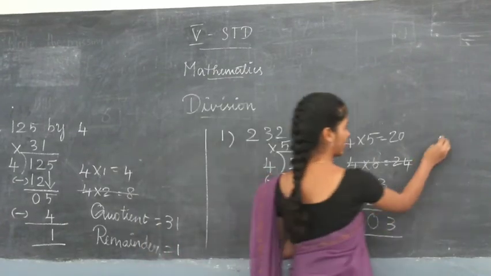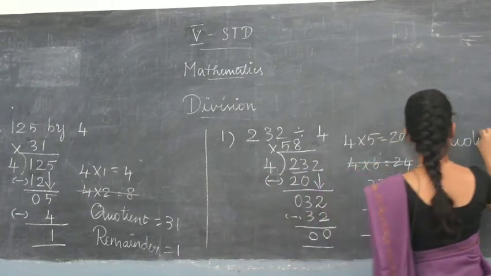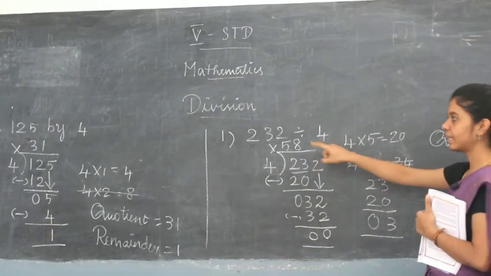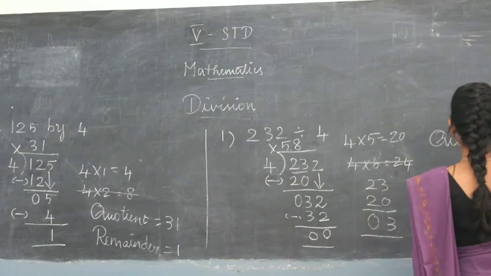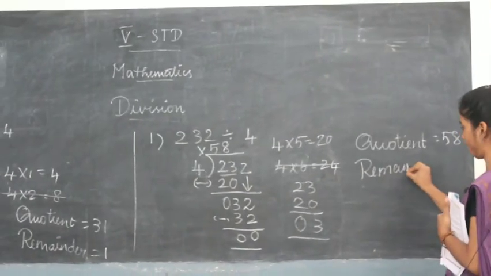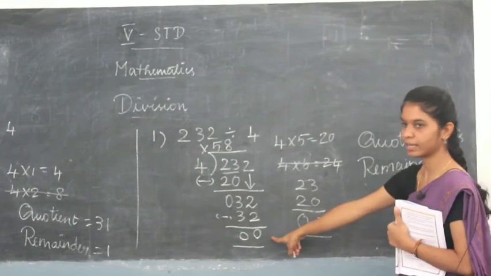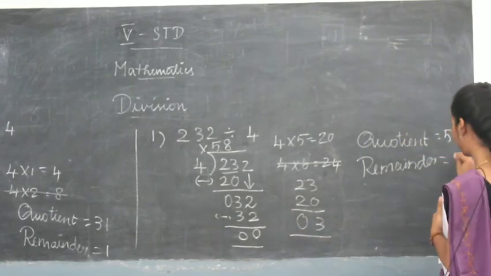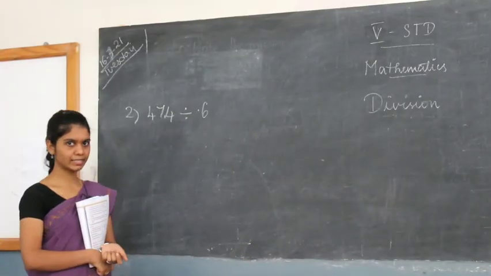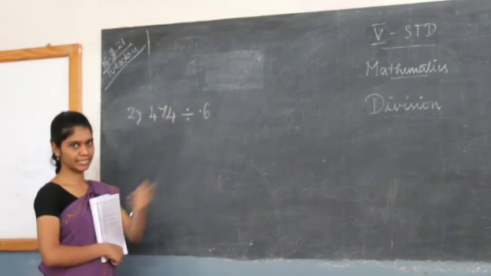Now you can write quotient is equal to what you got as the quotient on the top, 58. So you will write 58 and then remainder, you will write what is here in the remainder? 0. So you will write 0. Understood? Now we'll solve the second sum, which is 474 divided by 6.